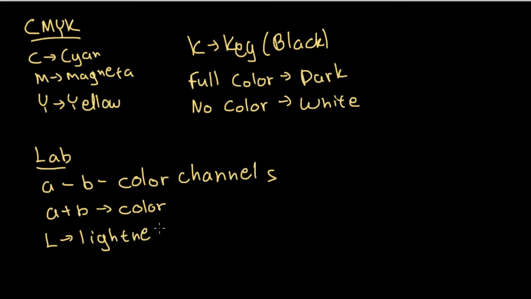Lightness, and that's basically luminosity. So you first get your color from the A and B channels, and the L channel gives you the lightness of your color. And that's how you describe the color this way. That's basically the most difficult color model to comprehend. You can look it up in Wikipedia if you want to.